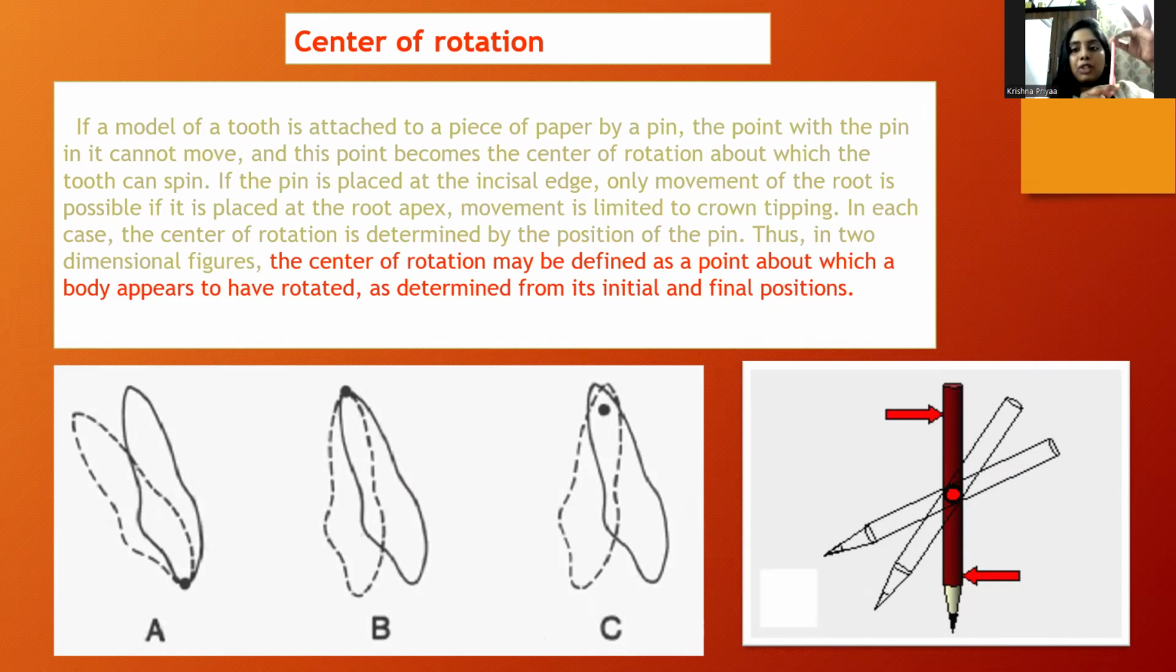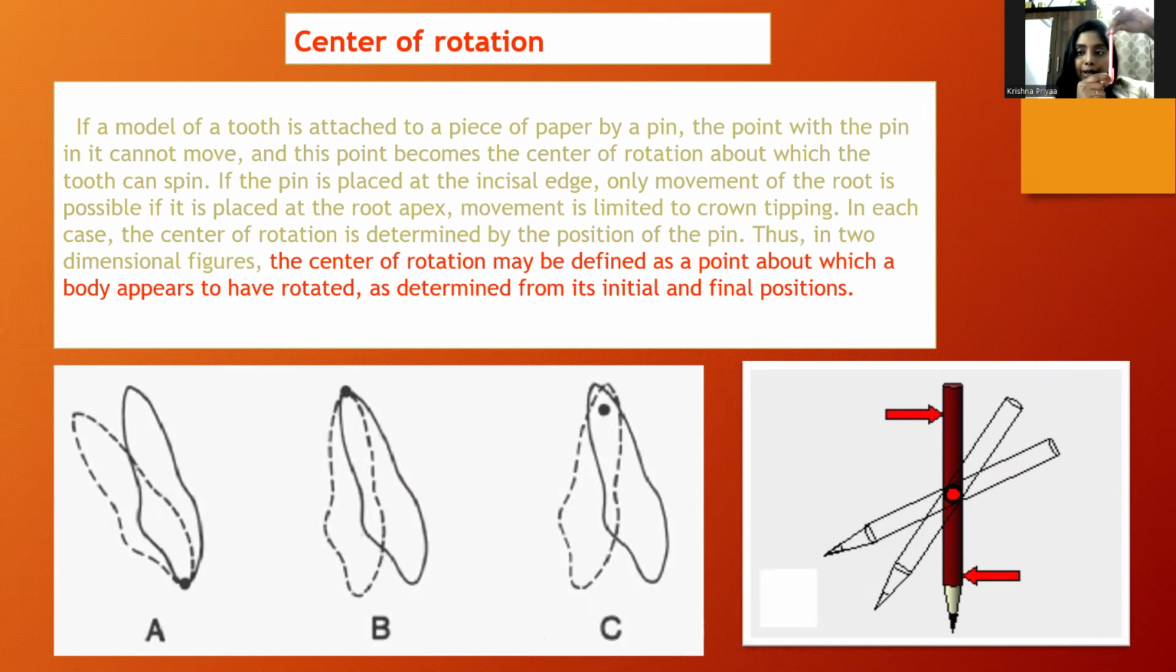It is the tip of the root or the tip. So when I'm going to give the force in a very opposite direction of the point of application, I'm going to rotate. It's not going to move straight. Instead, it is going to rotate. So this is called the center of rotation, a point about which a body appears to have rotated as determined from its initial and final position. So this is center of rotation.